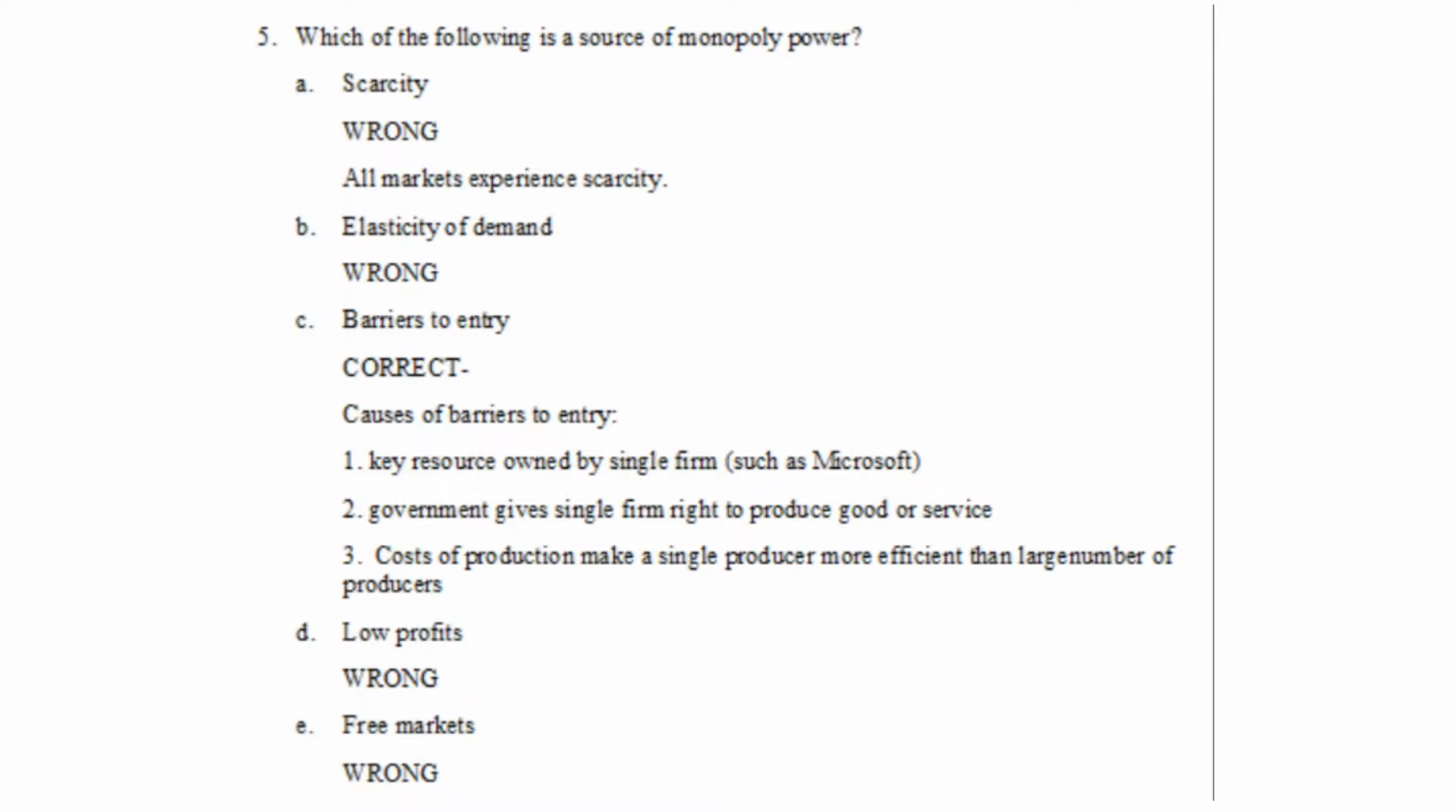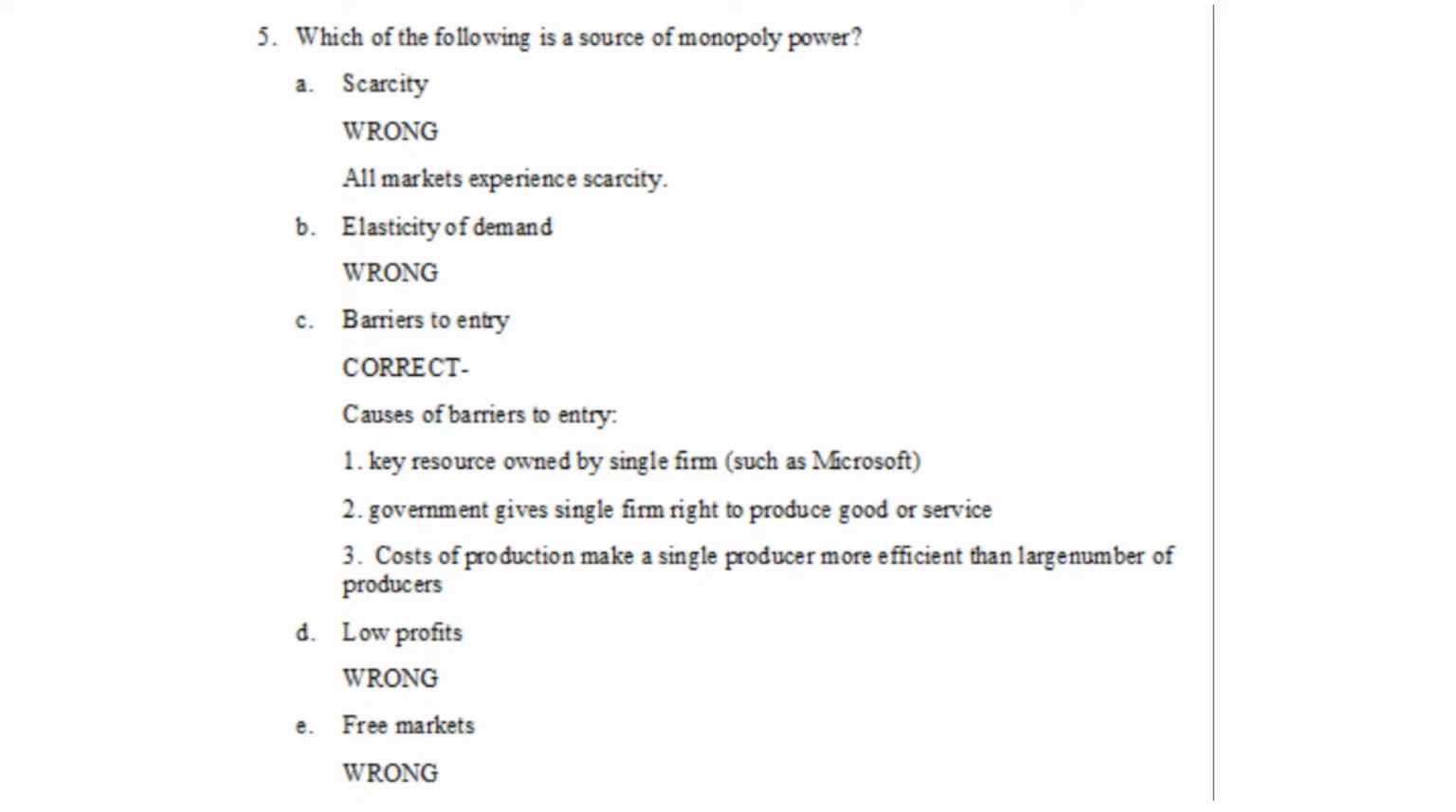So there are three main causes of barriers to entry that make a market a monopoly. A monopoly is a monopoly primarily because maybe they have a key resource owned by a single firm. I'm the only firm that has the four factors of production to make the product. So that's one reason why they could be a monopoly. A second reason could be that the government gives a single firm the right to produce a good or service. So there's a law or a patent that says I'm the only one that could produce this good or service.